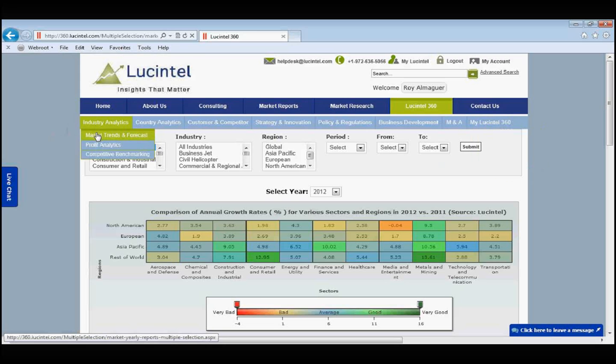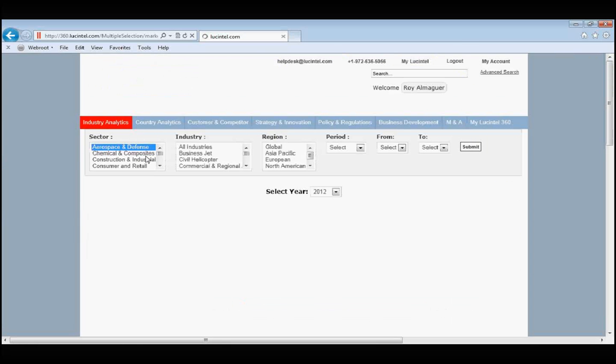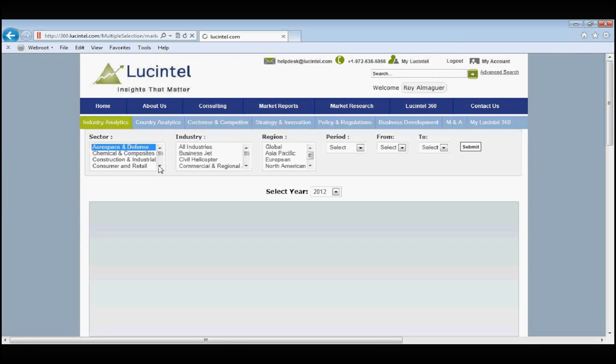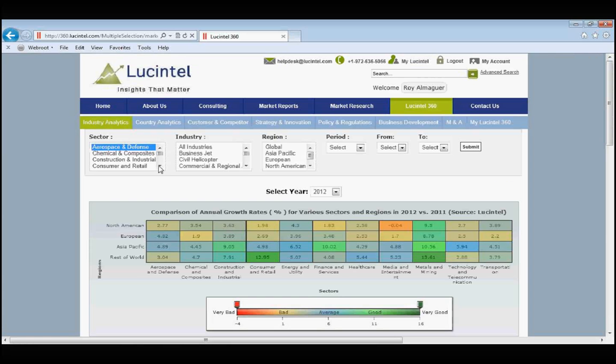When we look at market trends and forecast, we'll cover different sectors. For example, here, aerospace and defense. We'll look at chemical and composites, construction and retail, electronics and electrical, energy, utility, finance and services, healthcare, media, entertainment, metals and mining, technology and telecom, and transportation.